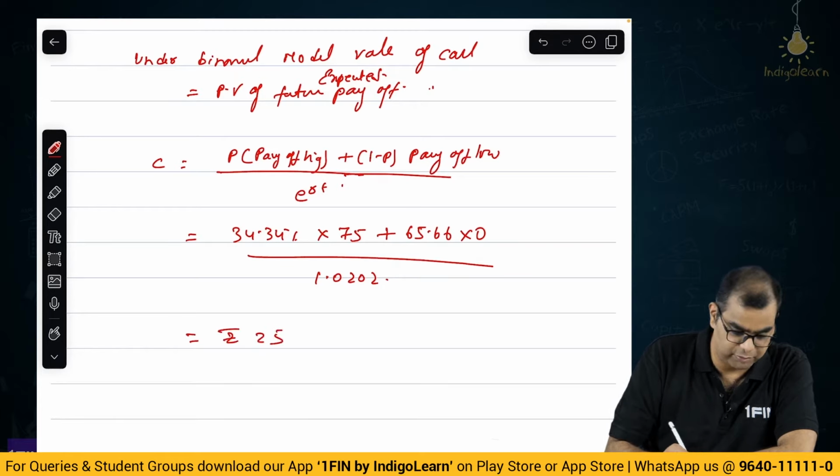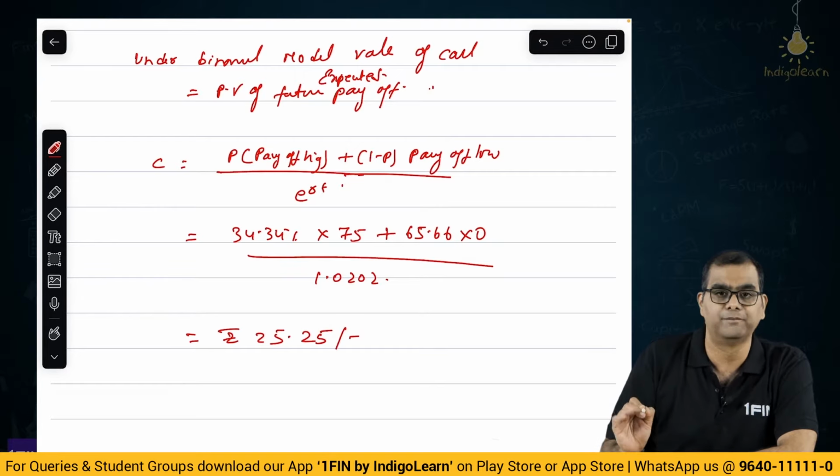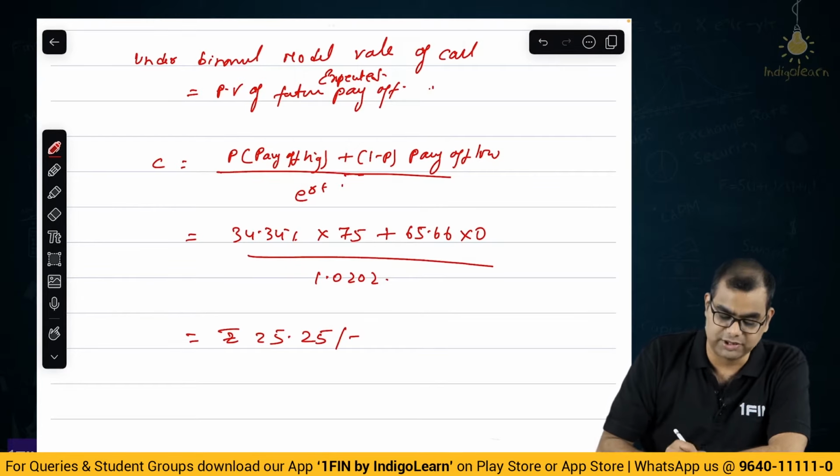You will get rupees 25.245 or 25. Okay, you can round off. Okay, so friends, the value of the call option is this.